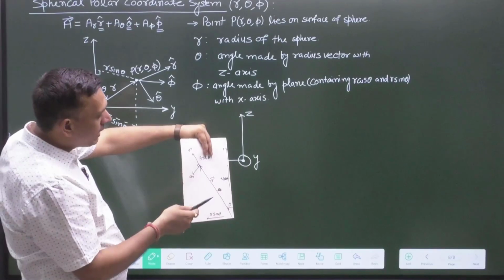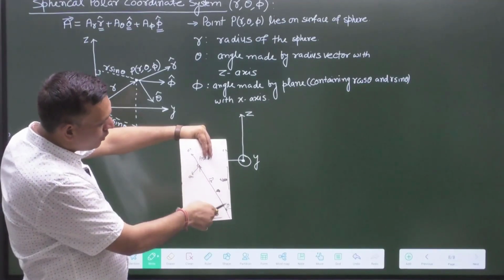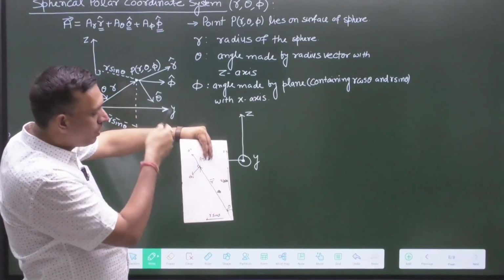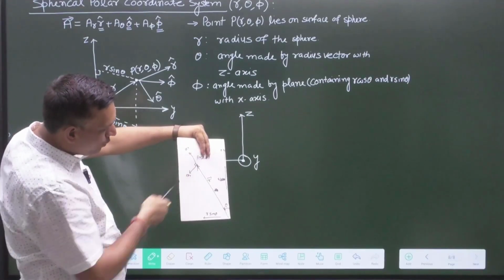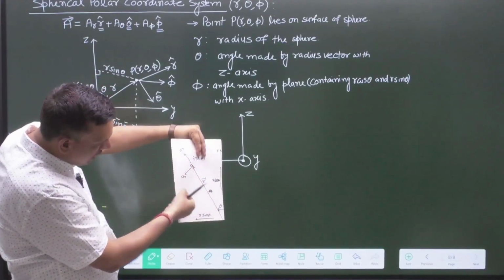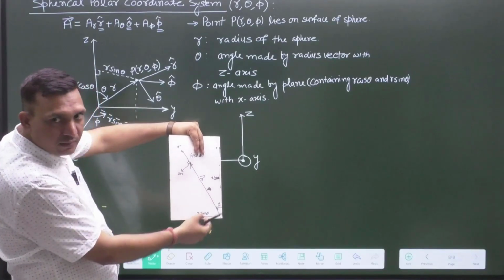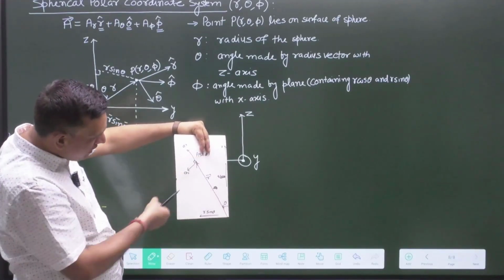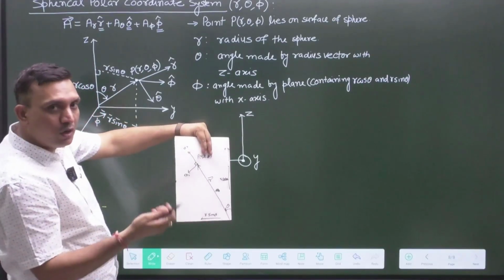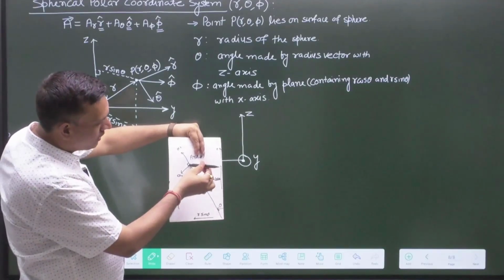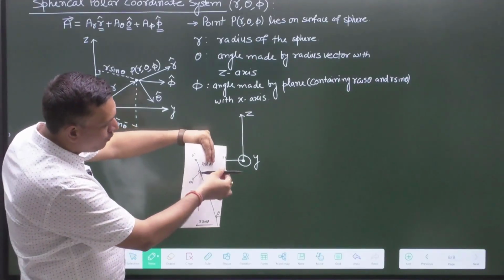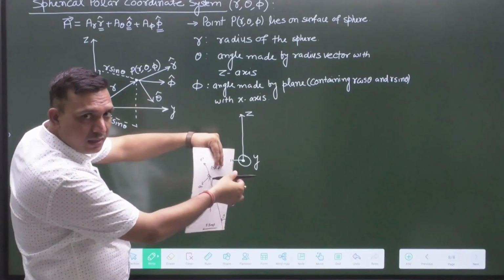Now what will be r cap? The increasing direction of r, because in this direction r is increasing. What is theta cap? Perpendicular to r cap, because if P moves in theta cap, theta is increasing. Clear? So this direction is positive theta cap. Now what will be phi cap? Phi cap is this direction, because if the plane moves in the phi cap direction, phi is increasing.